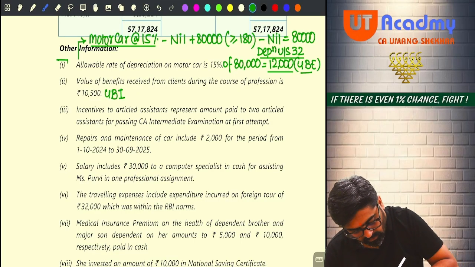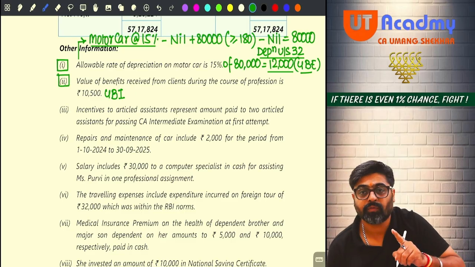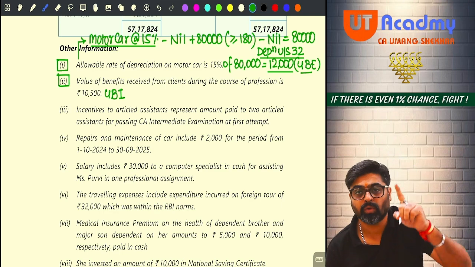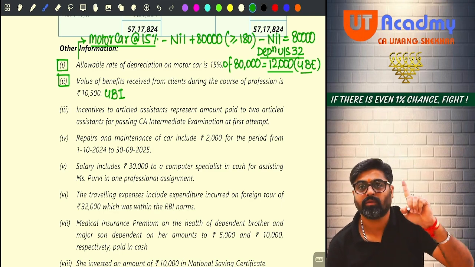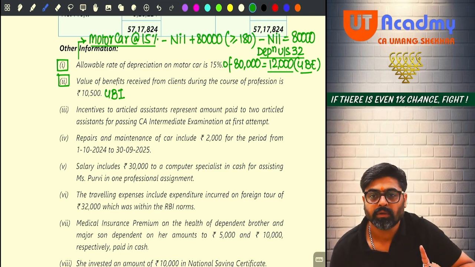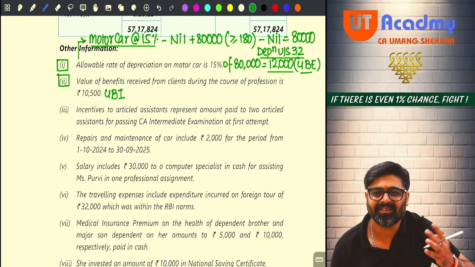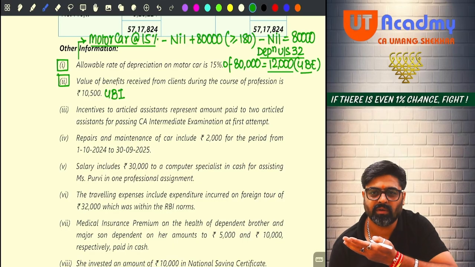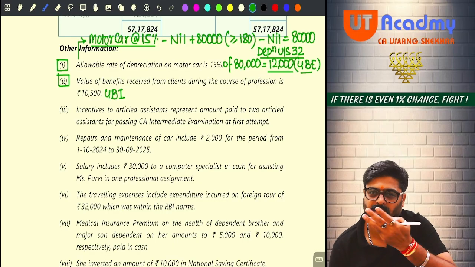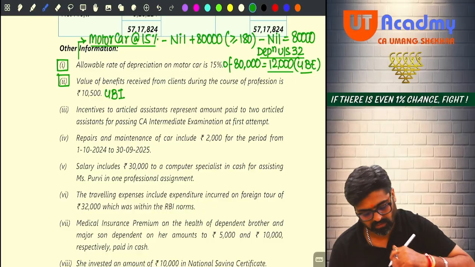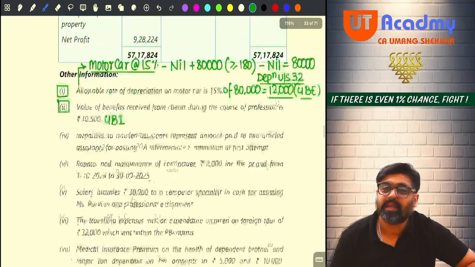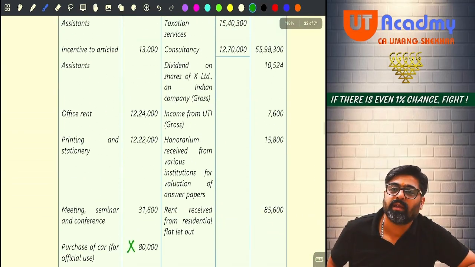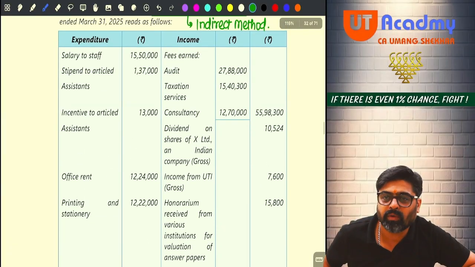So put this information in a box. Don't forget to deduct 12,000. Don't forget to add 10,500 in your profits. This is the same way in which we have solved the questions. All the PGBP questions we have solved in this manner only. Now, incentives to articles. Can you see incentives are given? Incentives to articles amounting to 13,000.